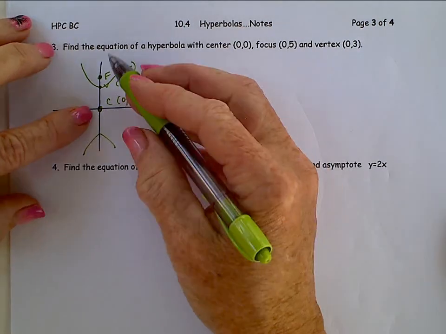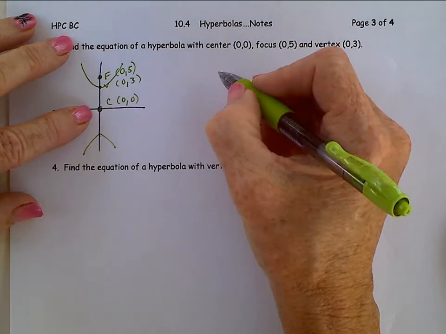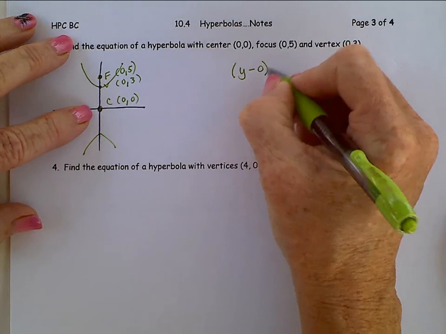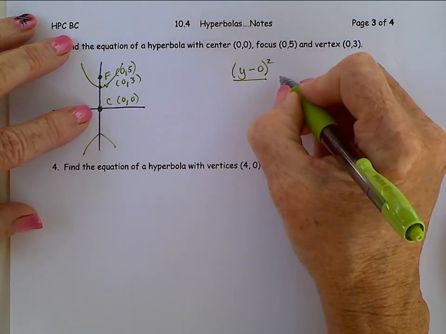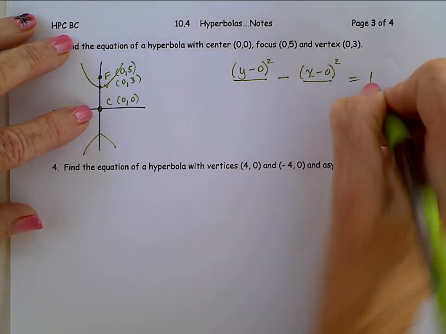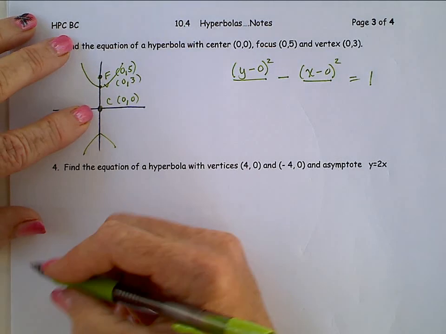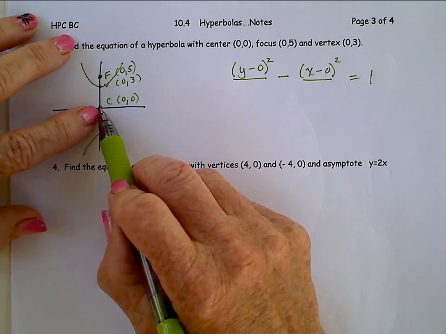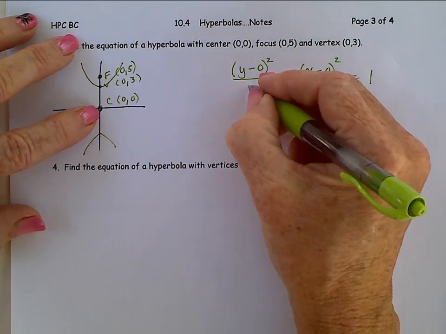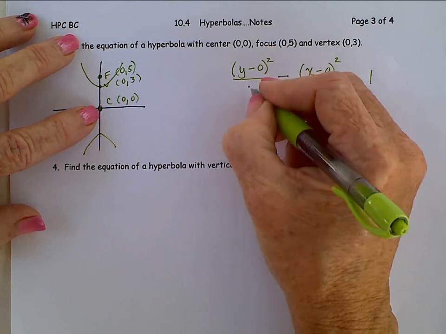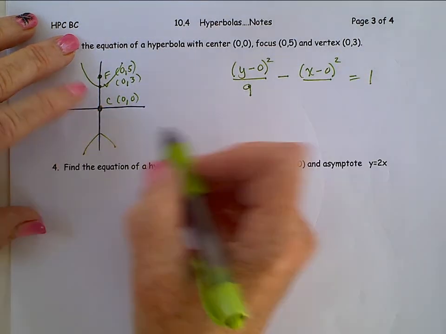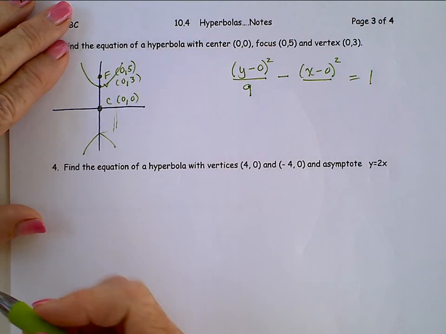Since this is opening up and down, we know that the y quantity has to come first. So we're going to have y minus 0 squared over something minus x minus 0 squared over something equals 1. All right, the something: distance from the center to a vertex is 3. So that means in the y direction, we went up 3, so that's got to be 9 here. X direction, we don't see a box here. We're going to have to figure out what we did.